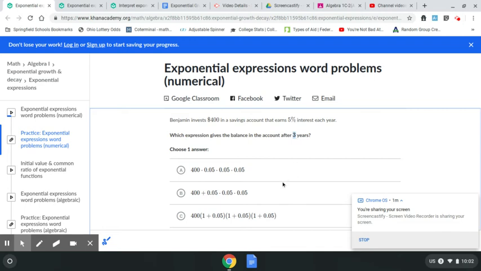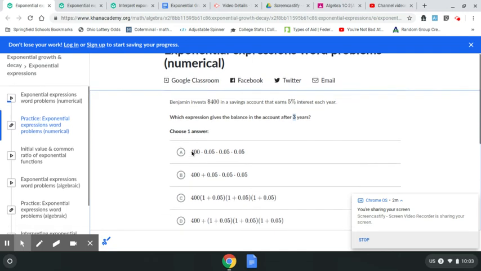If they don't give it to me in that kind of form, then I need to make sure that I'm multiplying by 0.05 each time. Now, in this case, because it's growth, it's got to be adding to 1. It's 100% plus 5%. That's 105%. So even though A looks enticing, that would be where it's just 5%. You're figuring out what 5% of 400 is 3 different times. That's not what we're looking for.